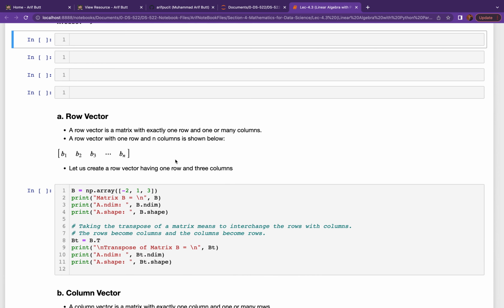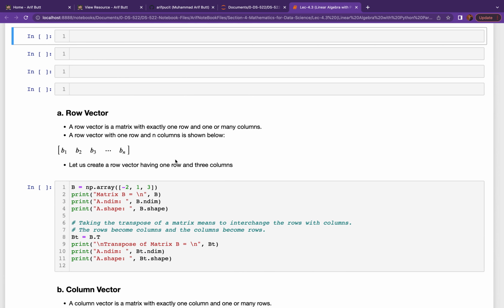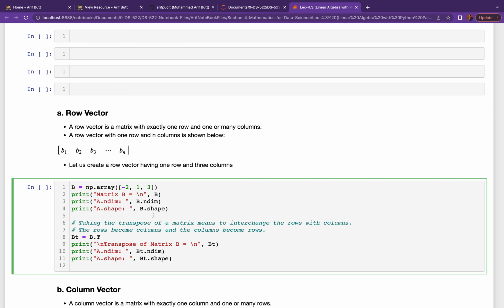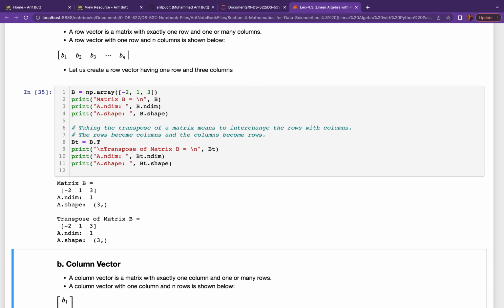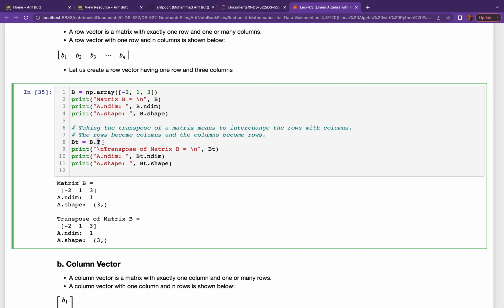Let's start with the different types of matrices. We all have seen the row vectors, my dear friends, which is a matrix with one row and one or many columns. This is a sample code that creates a row vector. Let me run it. This creates a row vector and takes its transpose as well, which doesn't affect the row vector. This .T is actually taking the transpose.